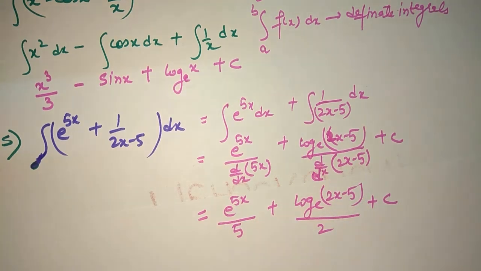Now if we are given the limits, suppose I have written here 0 to 2, then we will remove the c, and after this step, we will use the limits. Clear? Upper limit minus lower limit. This was all about the integration.